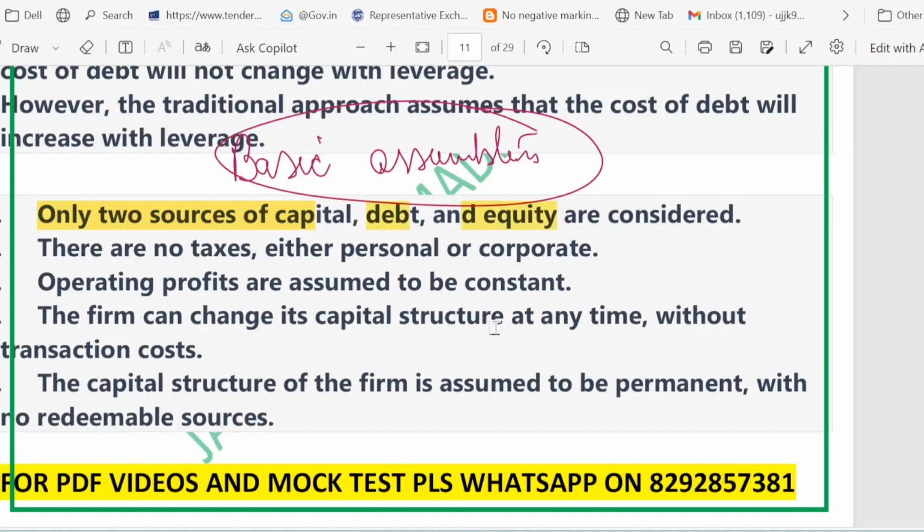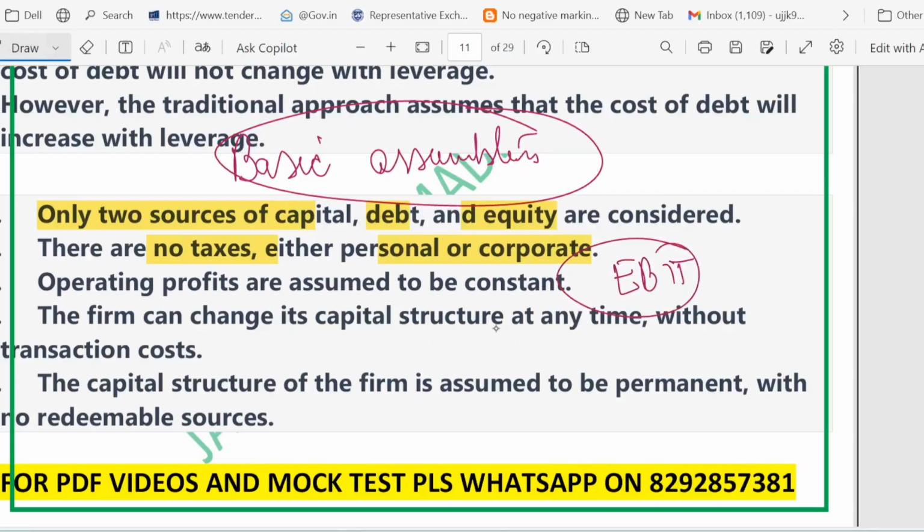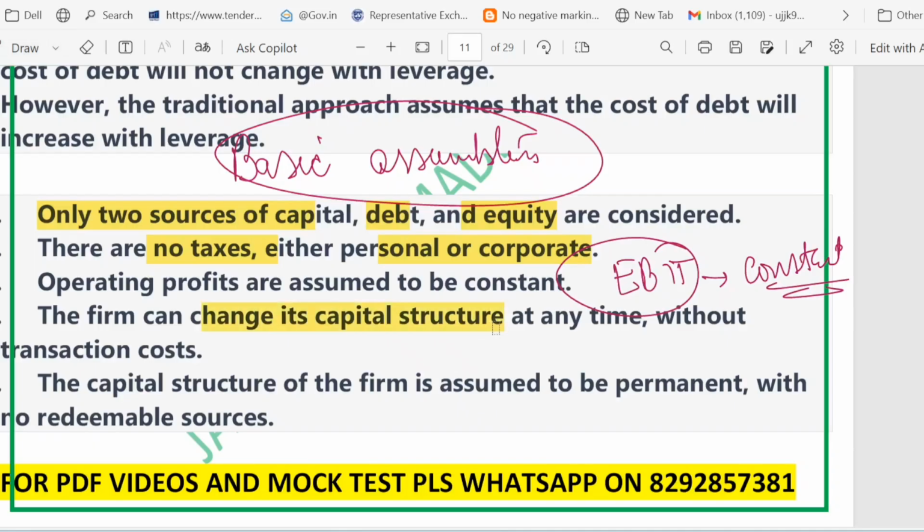Then no taxes are considered. There are no taxes, neither personal nor corporate. Then the firm's operating profit, which we call EBIT, is assumed to stay constant. The firm can change its capital structure at any time, right? And there is no cost for making this change. The firm can change its capital structure without transaction cost.